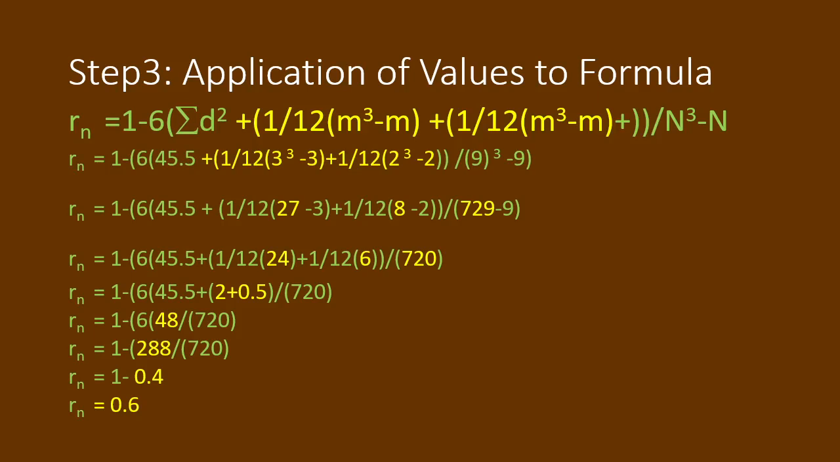So 60 repeated 3 times. So here m value is 3. And here 13 repeated 2 times. So m value is 2. So that we'll get the simplified rank correlation, it is 0.6.